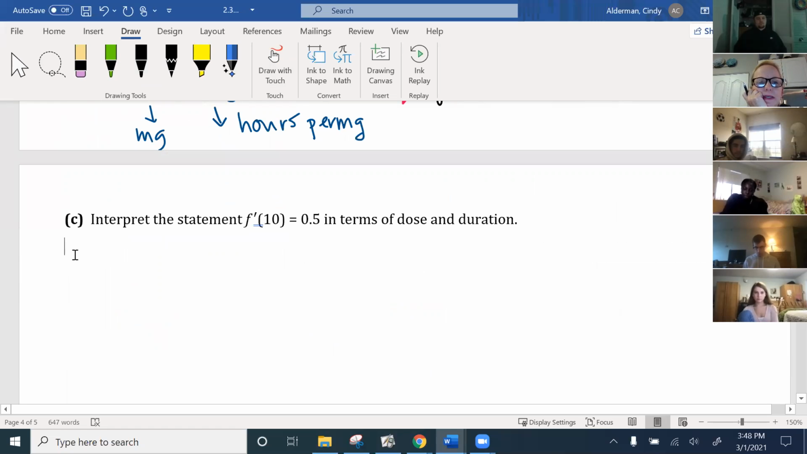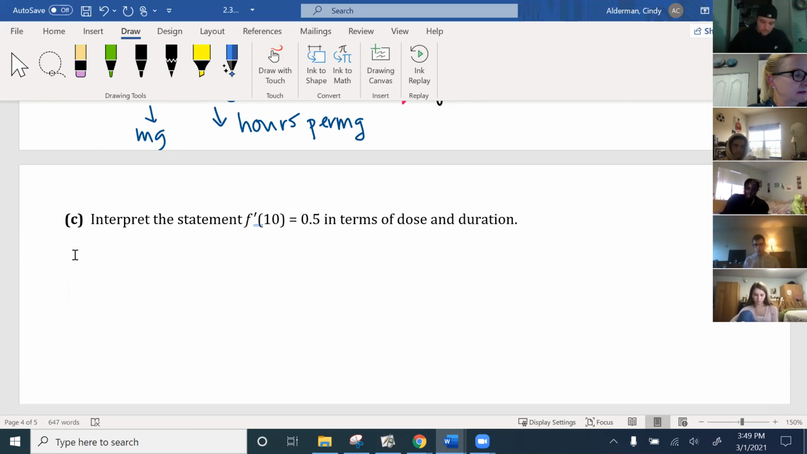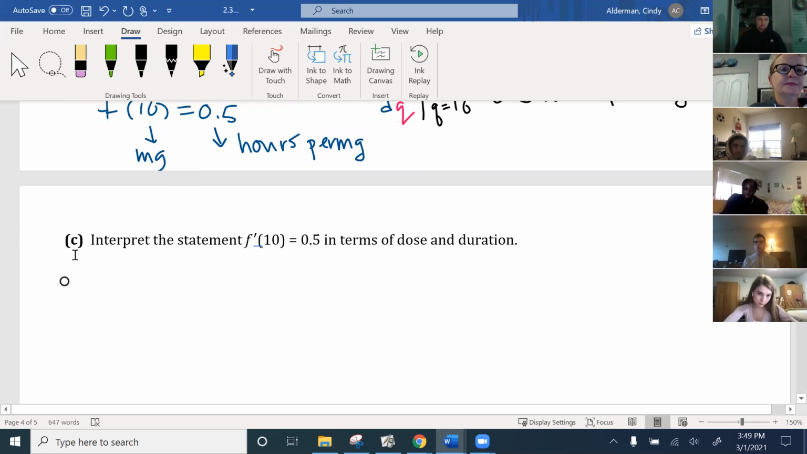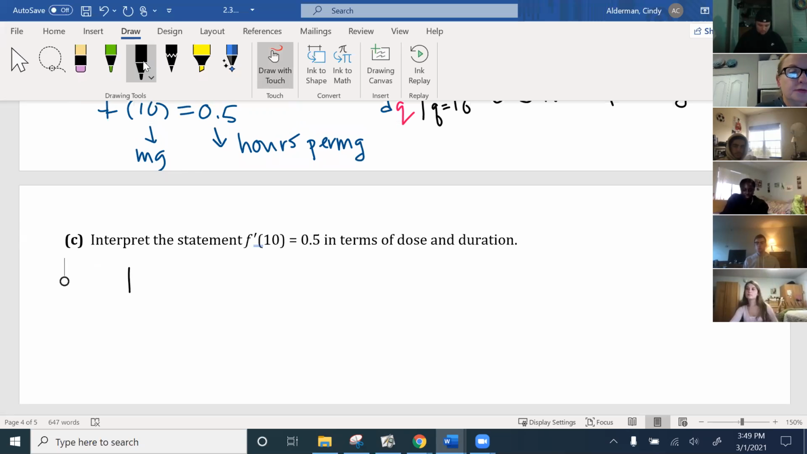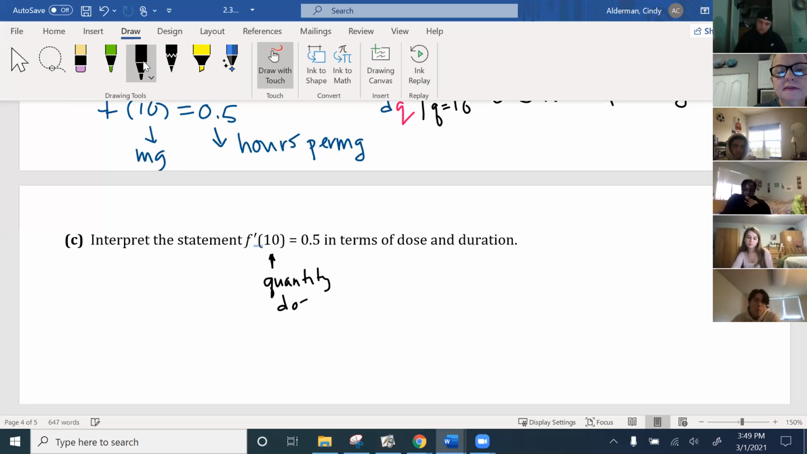Okay, so what does this mean? Let's remember what this is. Oops, I'm on the wrong problem, sorry. So this right here is your quantity, or you could call this a dose.